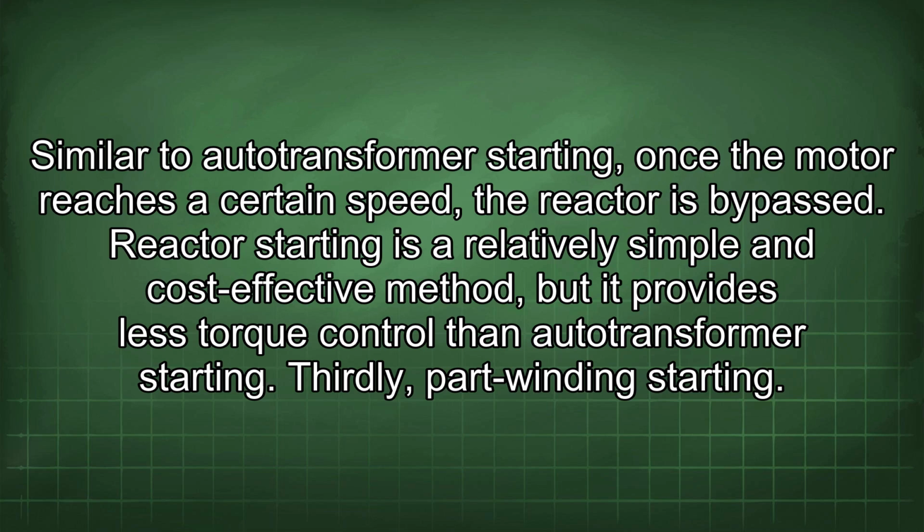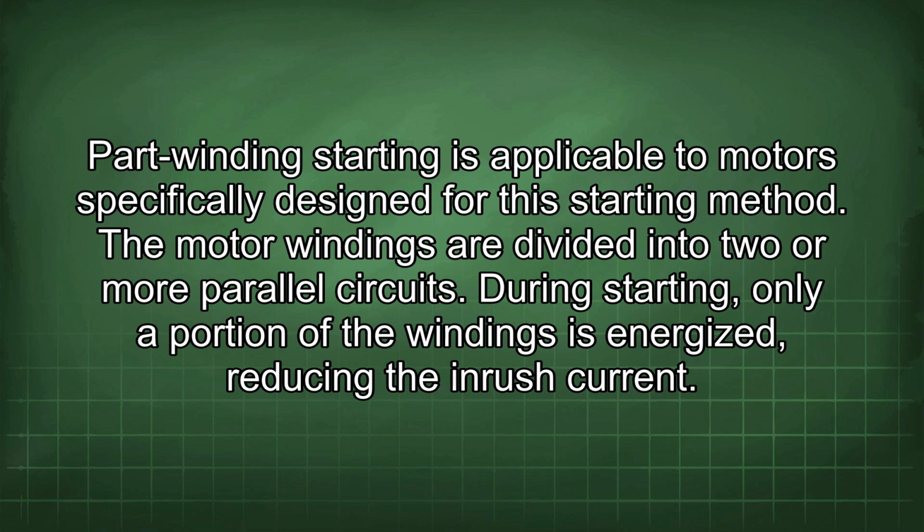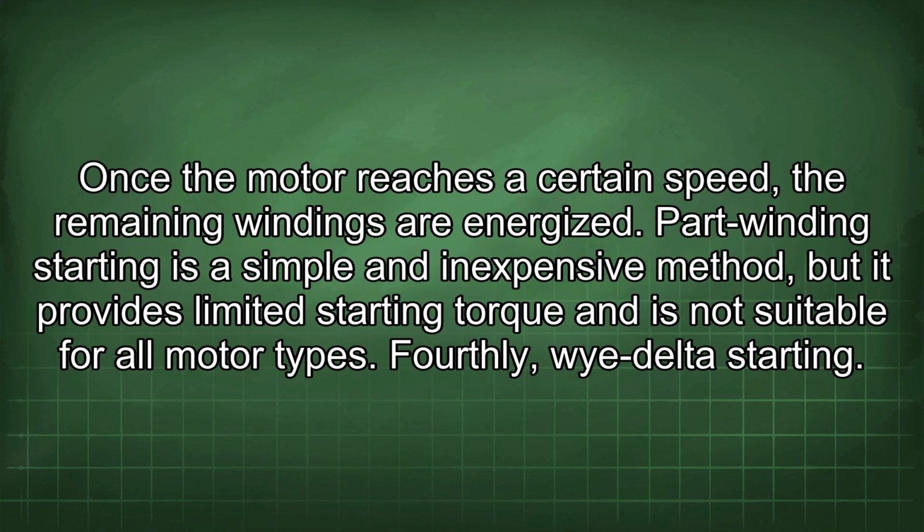Thirdly, part winding starting. Part winding starting is applicable to motors specifically designed for the starting method. The motor windings are divided into 2 or more parallel circuits. During starting, only a portion of the windings is energized, reducing the inrush current. Once the motor reaches a certain speed, the remaining windings are energized. Part winding starting is a simple and inexpensive method, but it provides limited starting torque and is not suitable for all motor types.